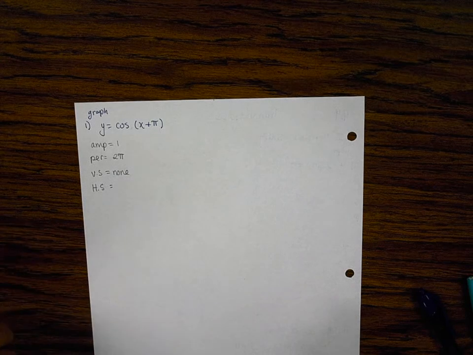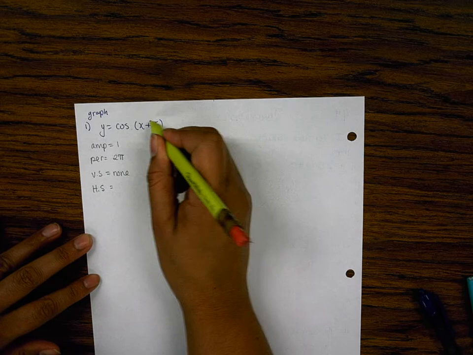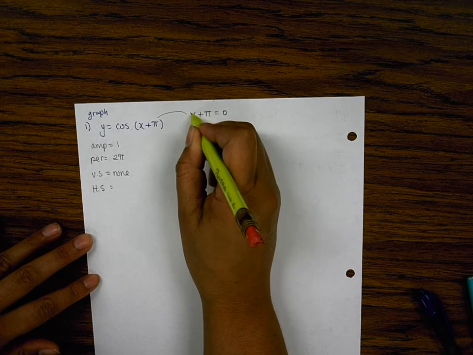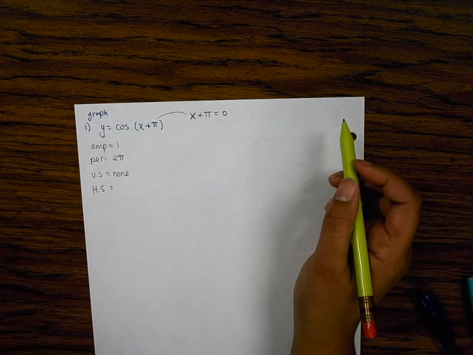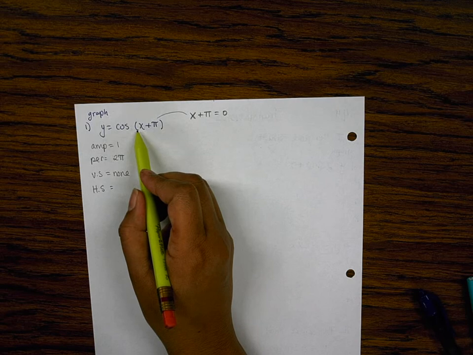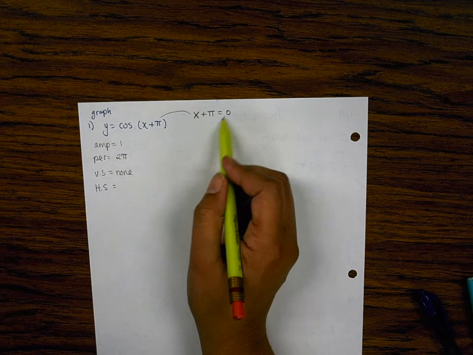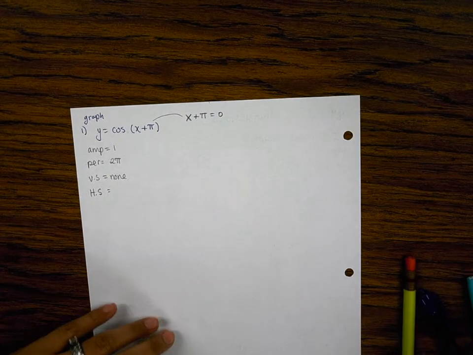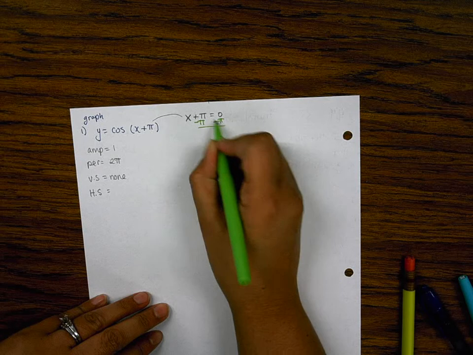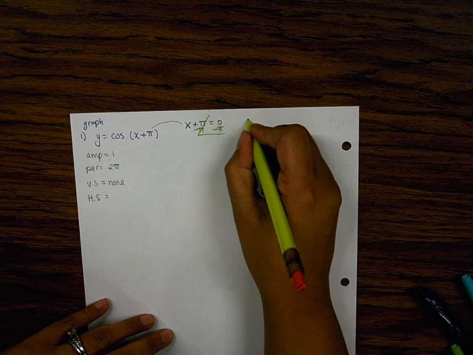Horizontal shift. Now remember, horizontal shift requires a little more work. You take what's inside here and set it equal to 0. X plus pi equals 0. Now I often have kids say, well, it's just the opposite. It's just going to be negative pi. Yes, but sometimes there's like a 2 in front. 2x plus pi equals 0, in which case you'd have to divide by the 2. So think it through. When you do this, it does end up being just negative pi because you subtract pi from both sides and you get x equals negative pi.